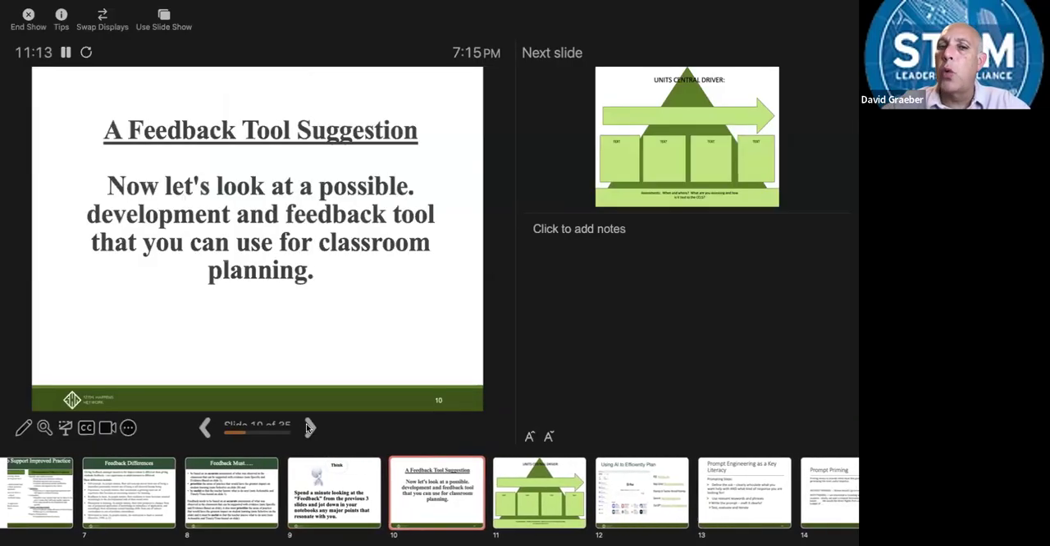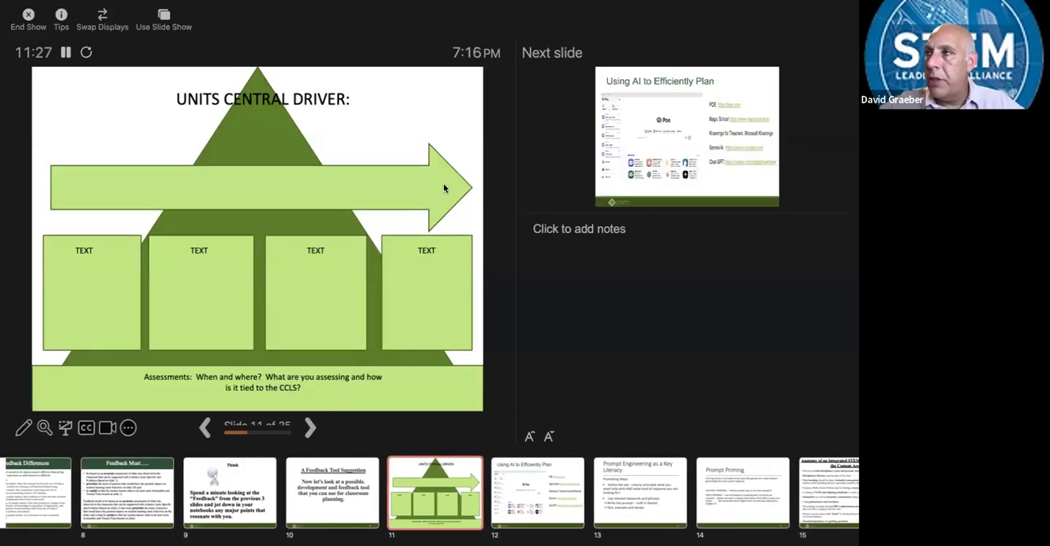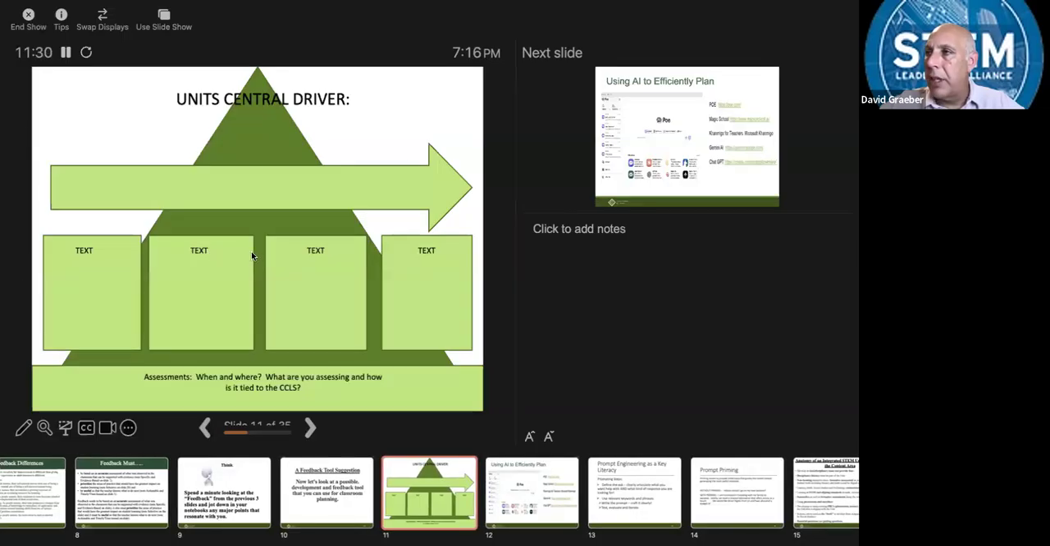we can start to think about the tools that we need to plan with. In order to plan effectively and provide feedback at the same time while we're planning, we need a tool. And here's a good looking tool. This tool allows us to break the unit, any that we're going to design, into chunks. When we look at the chunks, we have a unit central driver. In this blank arrow, what's driving our unit of study? This is where the phenomenon would be. This is where the essential question would be.